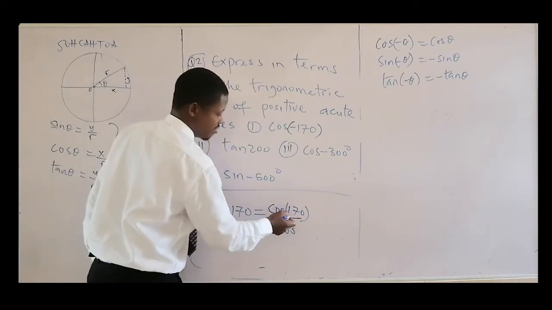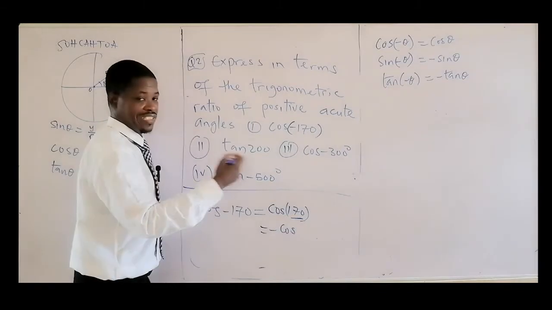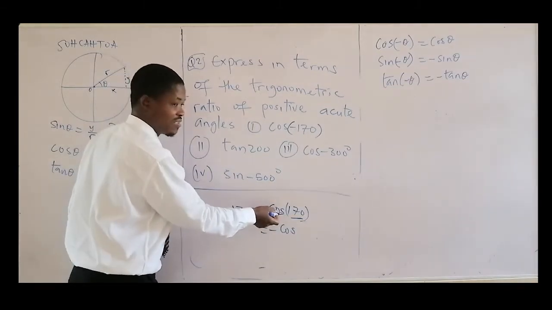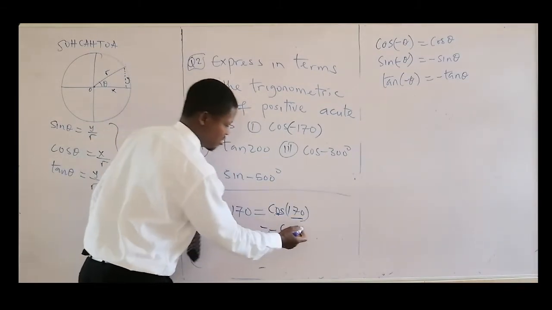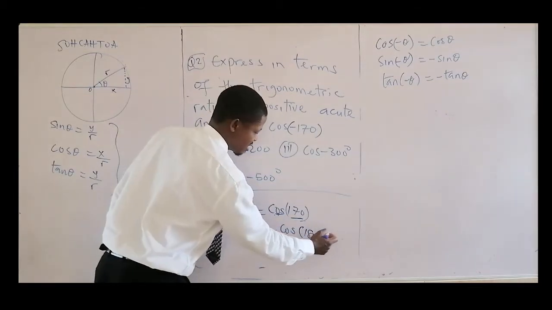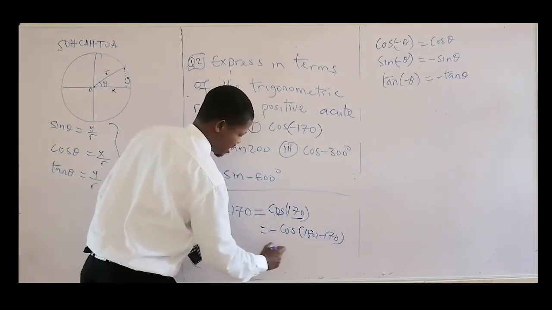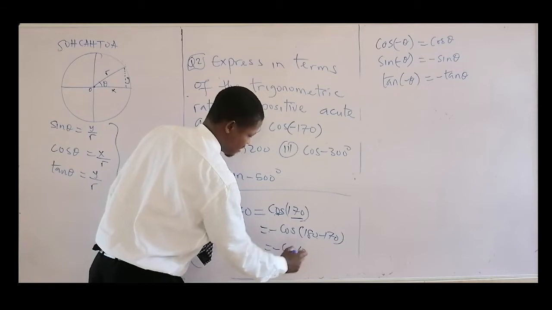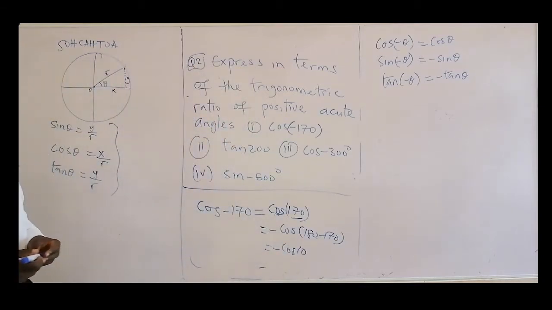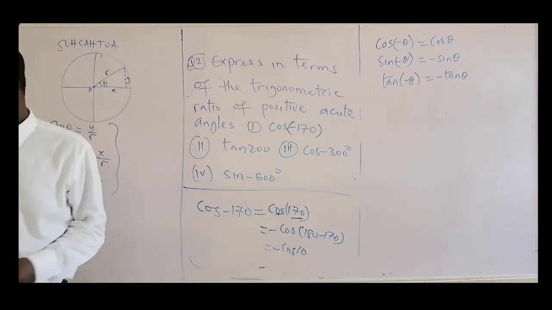This value falls in the second quadrant. Because it falls in the second quadrant, it doesn't fall in the cosine region. So that will be minus, 180 minus 170, and that will be equal to minus cos 10. So that's minus cos 10.